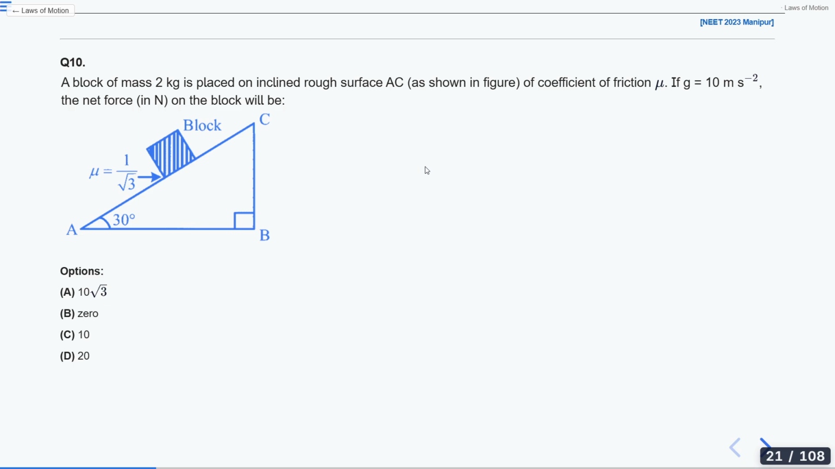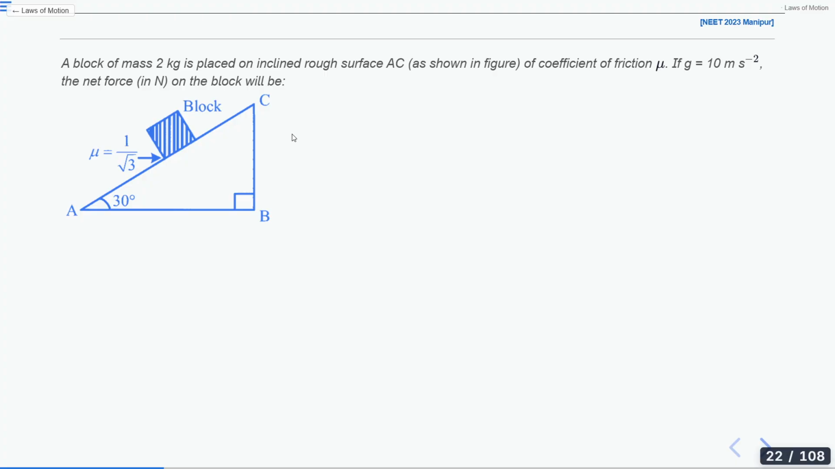Okay. Now let's look at the solution of this question. Look, a block of 2 kg is placed on an inclined rough surface and the angle is 30 degrees, as shown in the figure. And the coefficient of friction is 1 by root under 3. If g equals 10 meter per second square, the net force on the block will be. So what will be the force acting on the block? Mg will be in the downward direction, but there will be two components of mg, mg cos of 30 degree and mg sin of 30 degree. So in the downward direction, there will be mg sin of 30 degree. In the upward direction, there will be mu times normal reaction, the frictional force. So mu times normal reaction will be mg cos of 30.